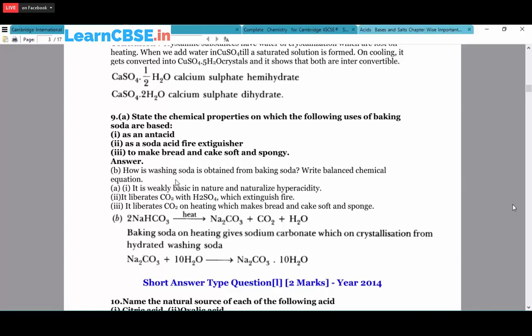How is washing soda obtained from baking soda? Write the balanced chemical equation. Okay. So now the formula for baking soda is 2NaHCO3. So when you are heating, you'll get Na2CO3 plus CO2 plus H2O. So the baking soda on heating gives sodium carbonate, which on crystallization gives the hydrated washing soda. So when you are adding water, you will get Na2CO3.10H2O.